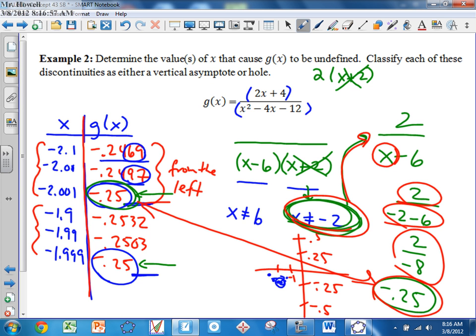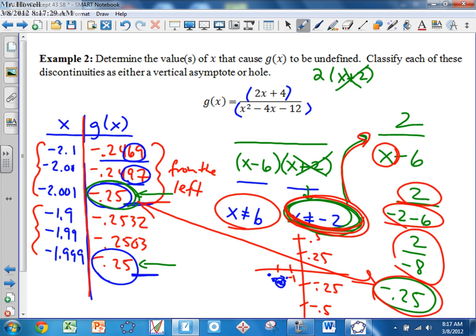Now, the way I just showed you with canceling the factors is one way to determine if it's a hole. There's another way also that's even easier, and it's up to you to choose which way you want to do. Because you're going to have to cancel the factors to evaluate the negative 2 in here, either way you're going to have to do this. But there's another way to test for a hole, and it's very simple. Once you find what makes this a discontinuity, take it and plug it back into the original. So plug the 6 back into the original first.